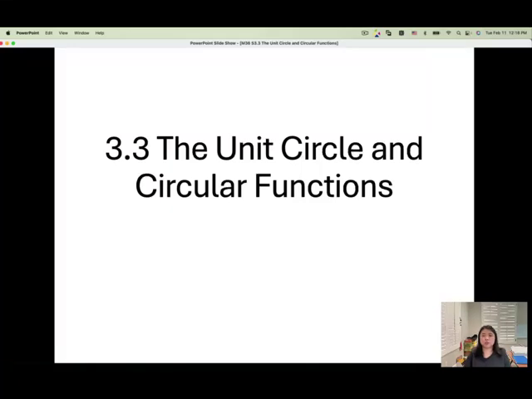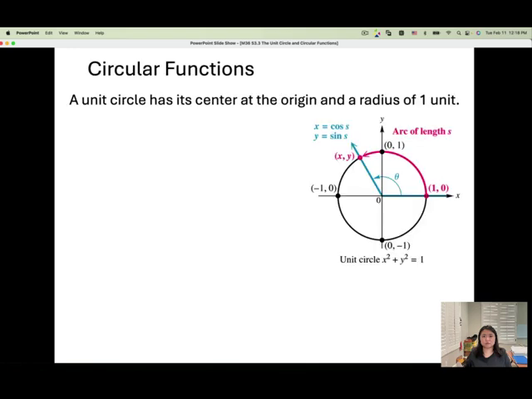Section 3.3, the unit circle and circular functions. A unit circle has its center at the origin and a radius of 1 unit.